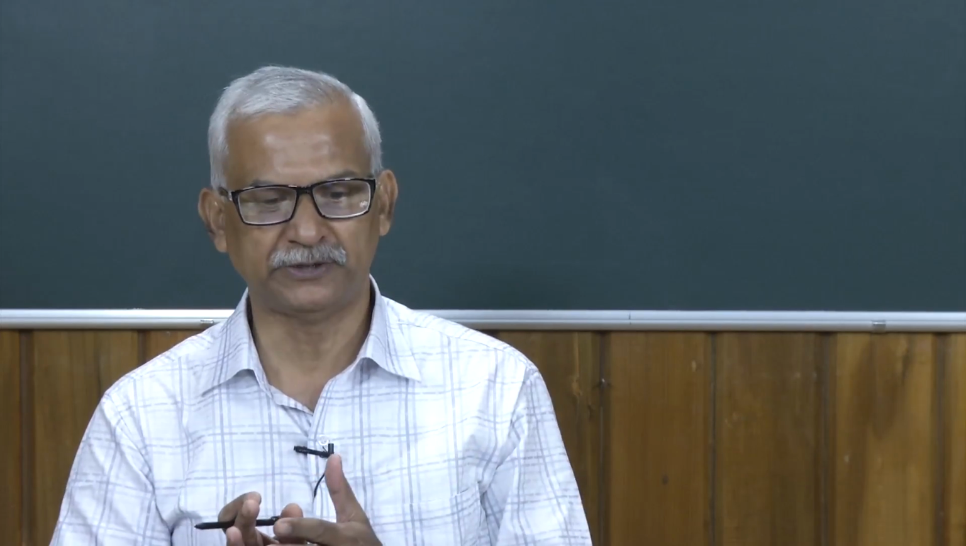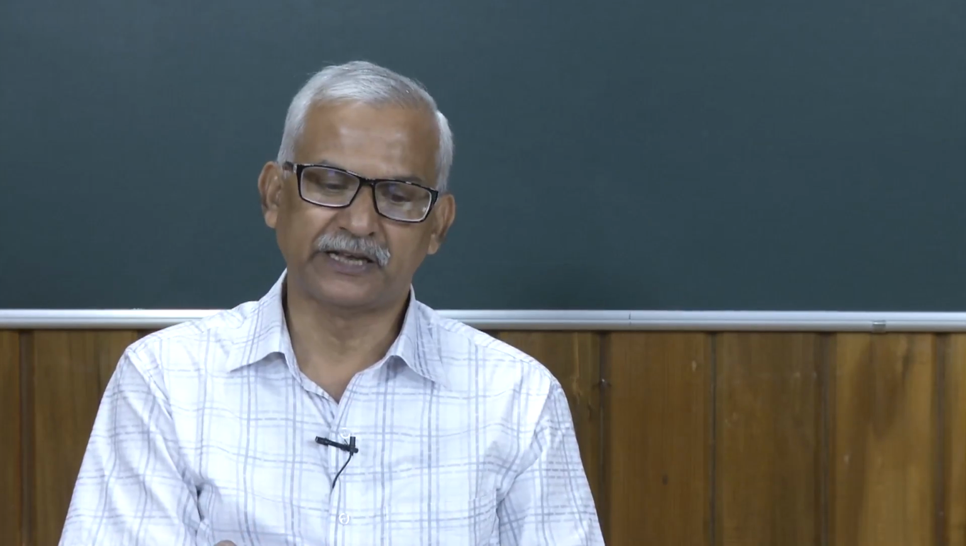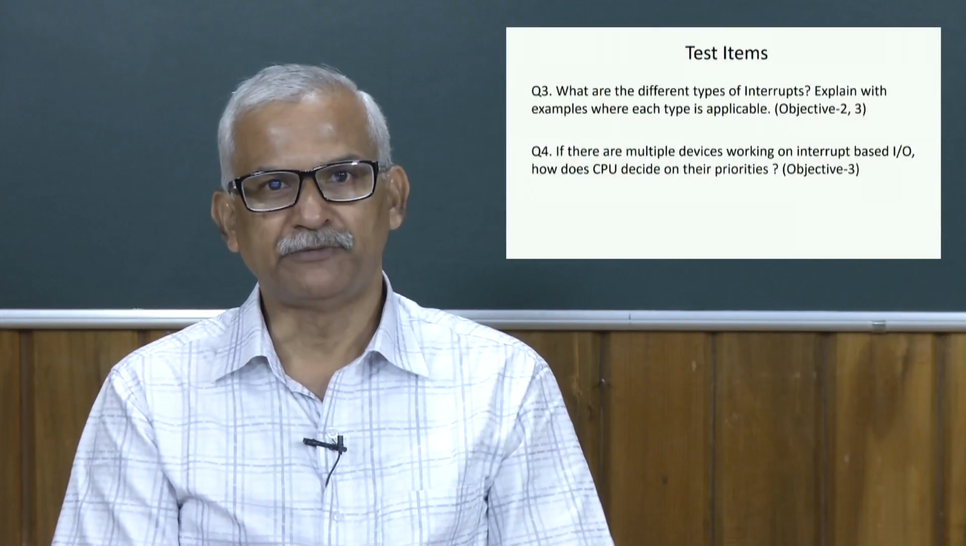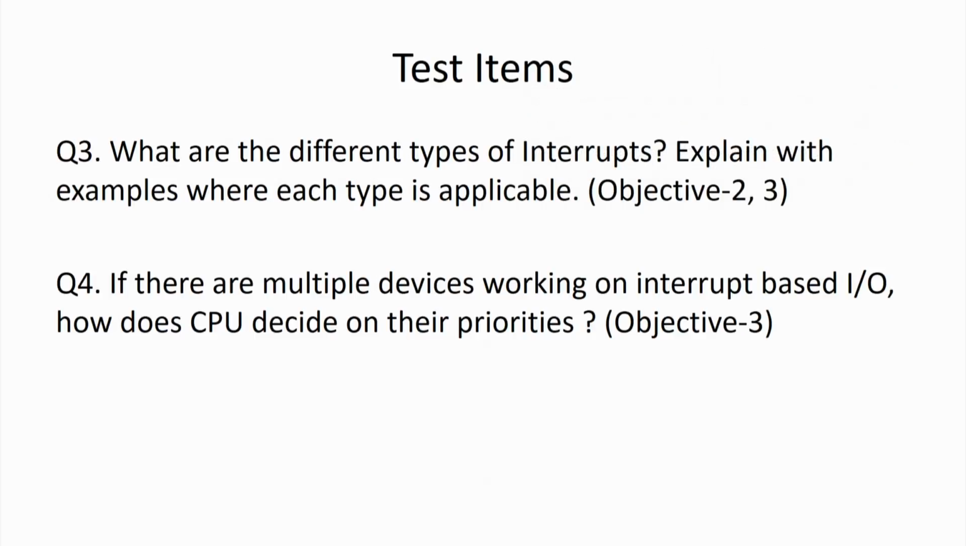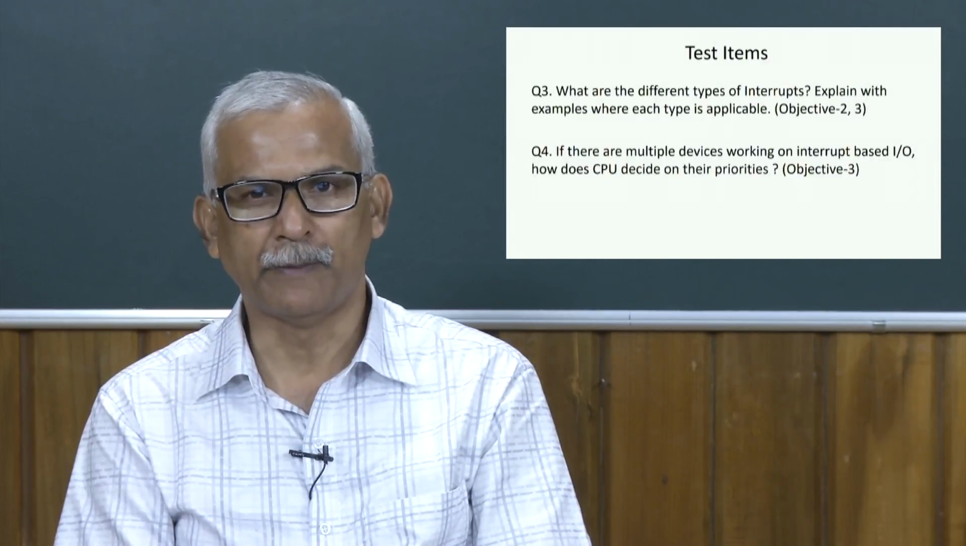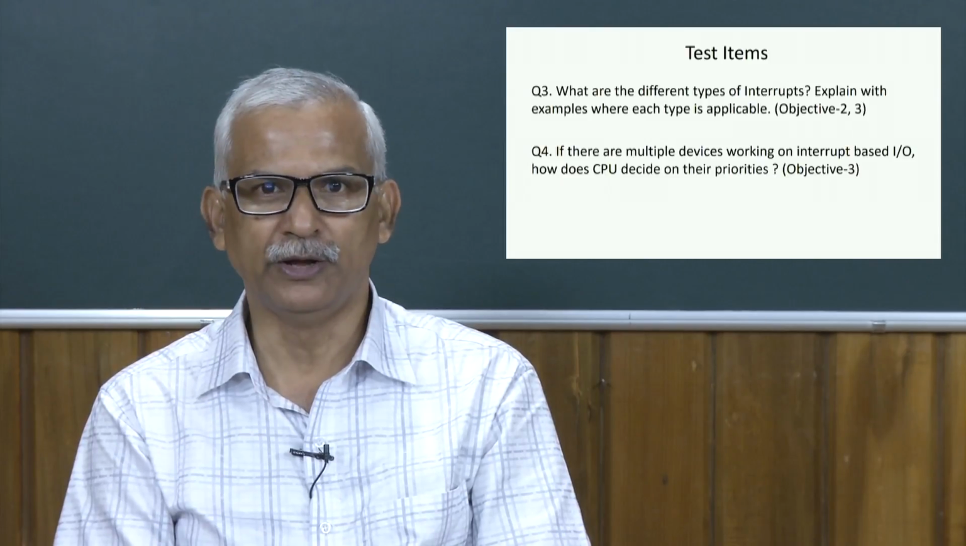Already we have explained how we perform the IO transfer in interrupt driven IO, and I think you know the difference with respect to program IO. Test item 3, question 3: what are the different types of interrupts? Explain with an example where each type is applicable. So, what are the different types of interrupts that we may have? Some come from IO devices themselves, some come from IO modules, and all those interrupts may have different priorities. So how are we going to handle that?